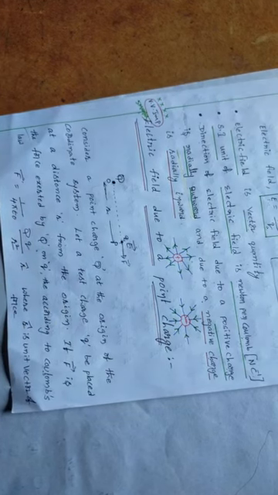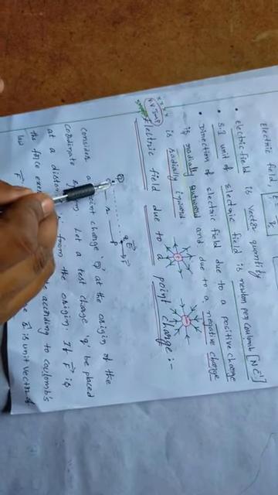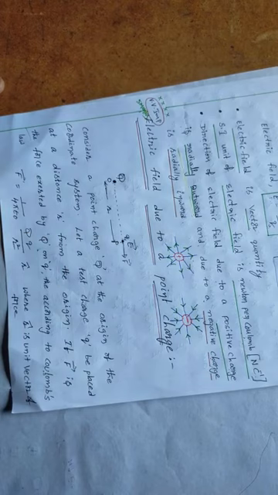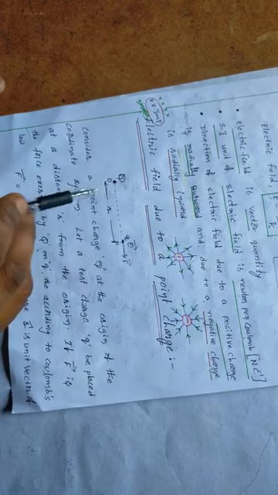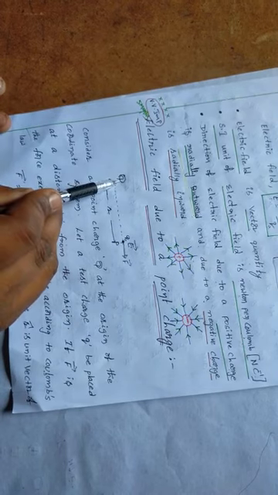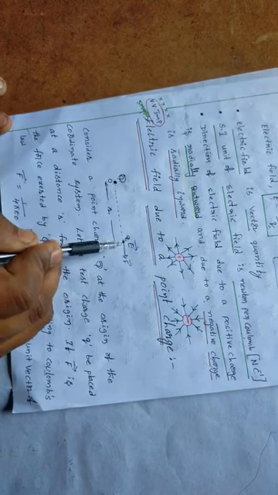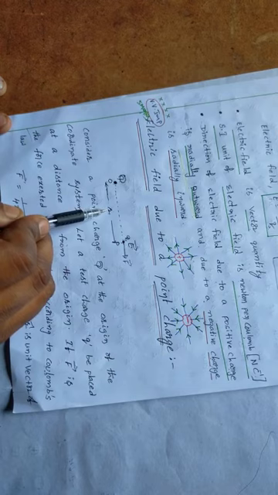Now just look here. Here capital Q charge is there, and here small q naught, the test charge, is there. One charge capital Q and one charge small q are separated by a small distance. That distance is nothing but r.